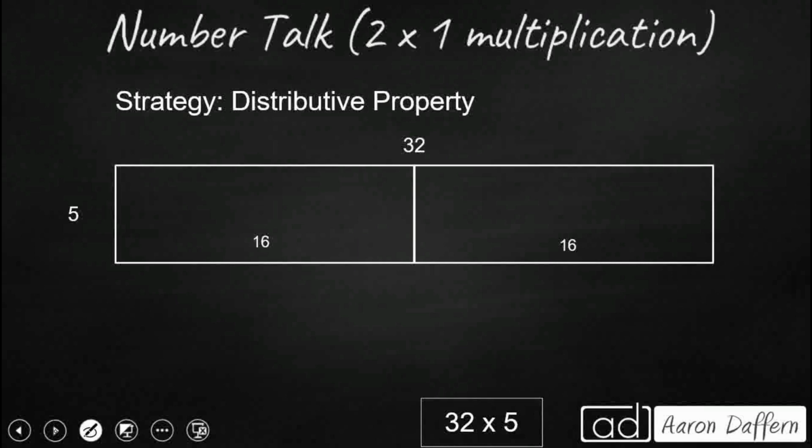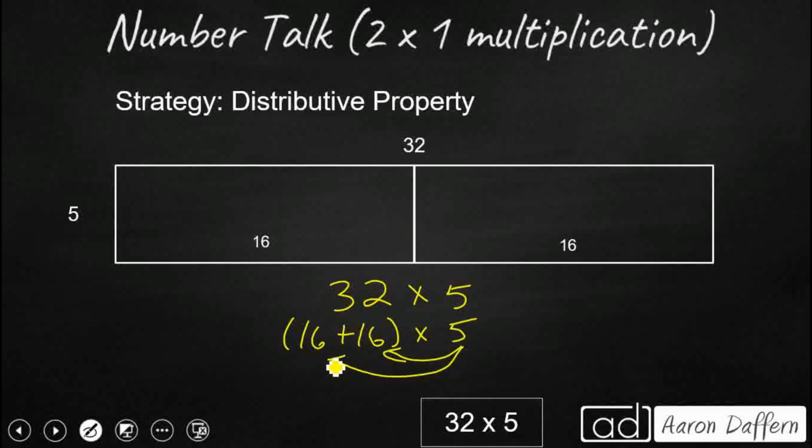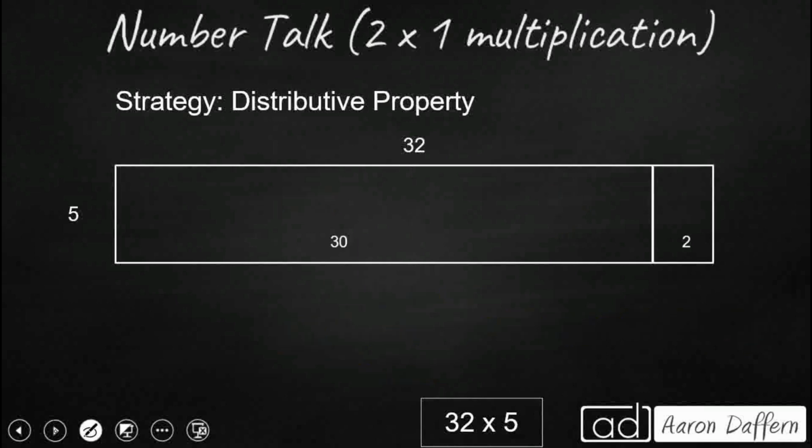So 32 times 5. Instead of breaking up the 5, let's break up the 32. Some of you might have chosen to take our 32 and break it up into half, 16 plus 16. It's still the distributive property. We're still going to take that 5 and distribute it out and multiply it by each of these add-ins. So we're just going to take our 16 times 5. That's 80. We're going to take another 16, multiply that by 5 again. That's another 80. It's a lot easier to kind of mentally put together. 160.